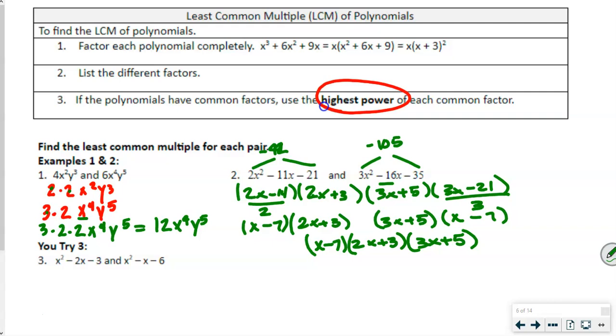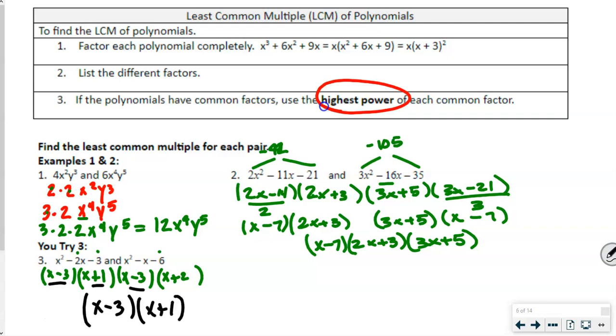So now I'd like you guys to try the third one and then come back to me when you're done. So the factors of this one, what are the factors of -3 that add up to be -2? That would be x minus 3 and x plus 1. And then what are the factors of -6 that add up to be -1? So that would be x minus 3 again and x plus 2. So again, notice that we have this repeated factor, so we only have to write it once. So we're going to write, sorry, right here, x minus 3, and then our x plus 1 and our x plus 2. So that would, again, be our least common multiple, okay?